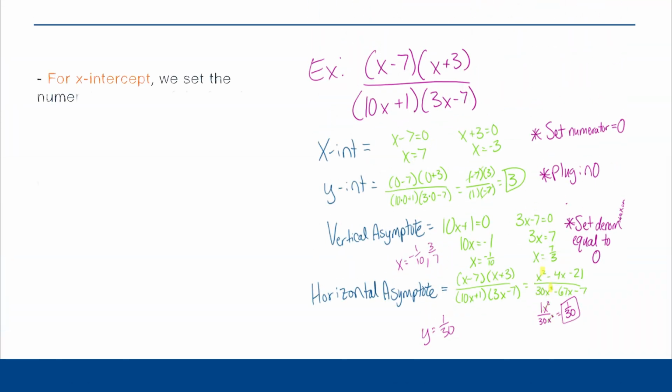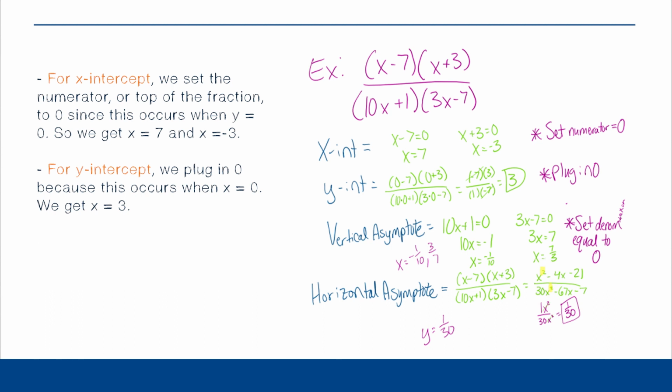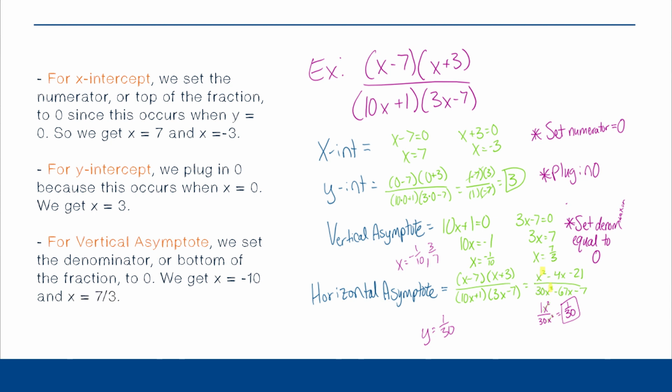For x-intercept, we set the numerator, or the top of the fraction, to 0, since this occurs when y equals 0. So we get x equals 7 and x equals negative 3. For y-intercept, we plug in 0 because this occurs when x equals 0. We get y equals 3. For vertical asymptote, we set the denominator, or the bottom of the fraction, to 0. We get x equals negative 10 and x equals 7/3.